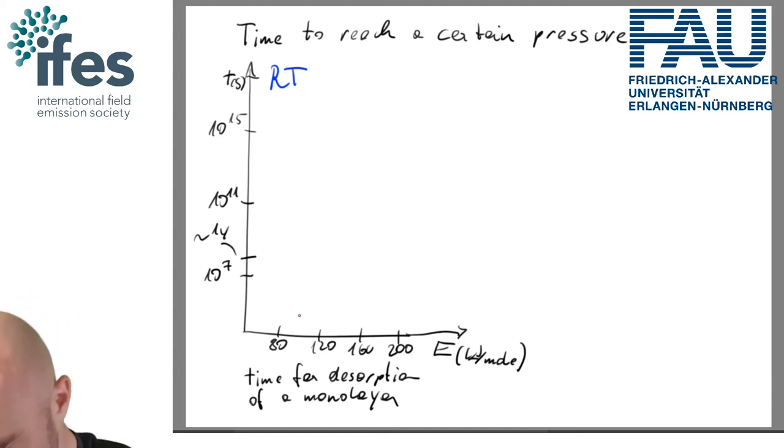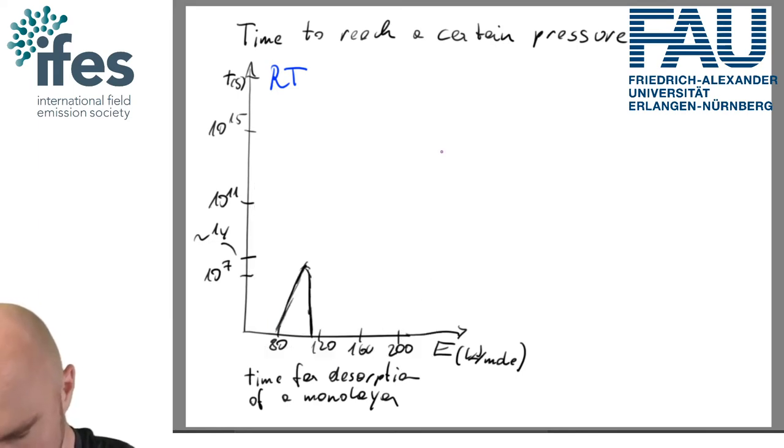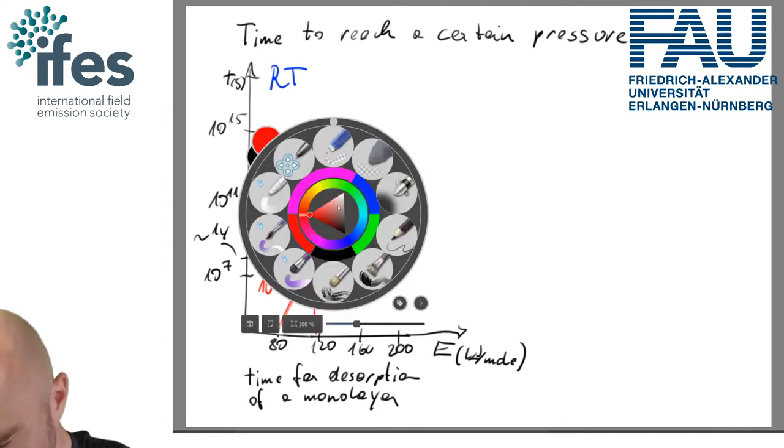minus 10 millibars, then the graph would look something like this. Okay? I could probably do that in color. I think that would be nice. Okay, let's do that in color. So this would be 10 to the minus 8 pascals.